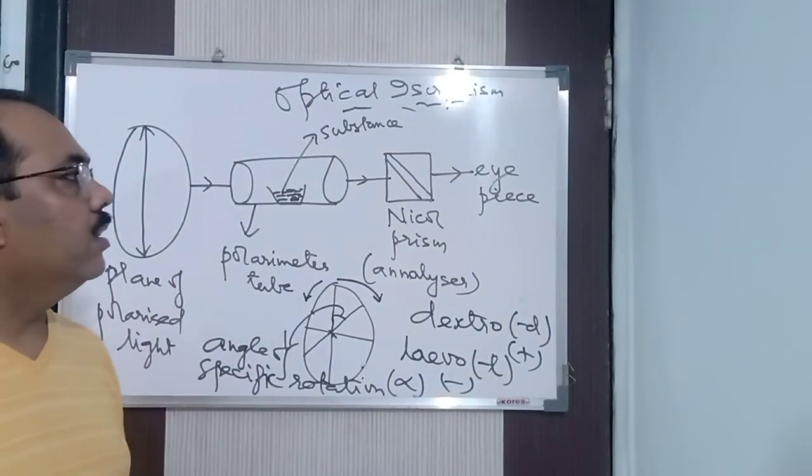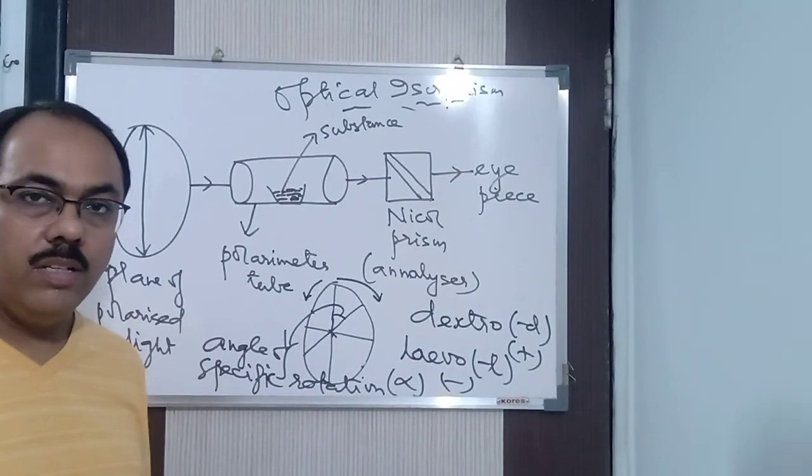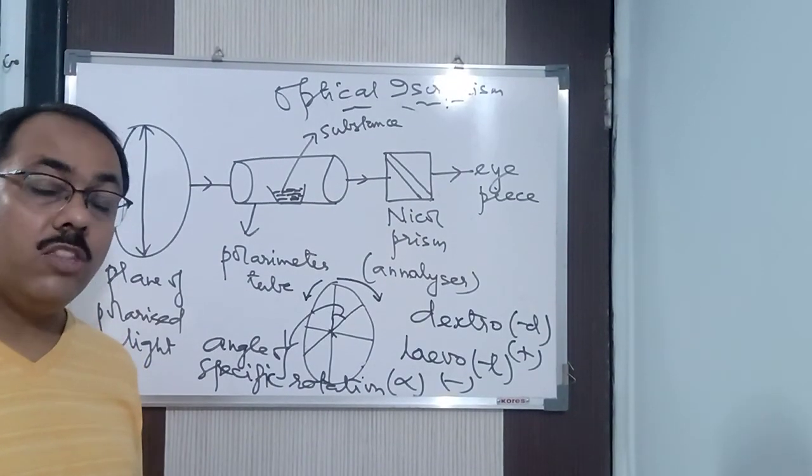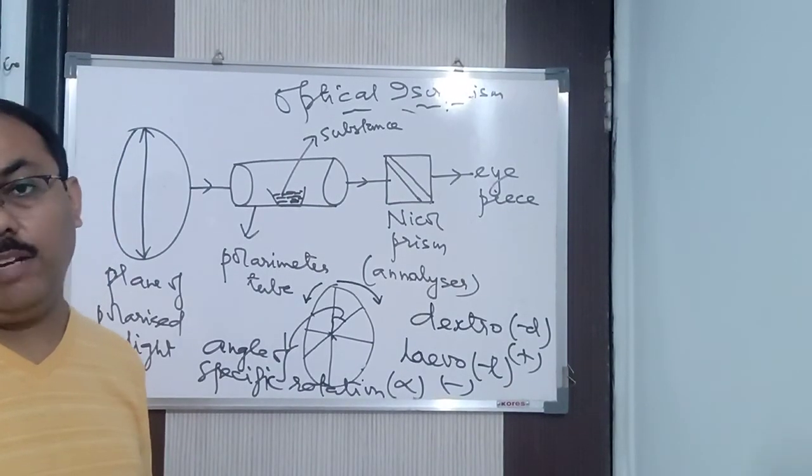I told you how to find out whether a given compound is optically active or not. I hope you understood. Next class we are going to see the theoretical part, that is, theoretically how do you find out whether the given compound is optically active or not.